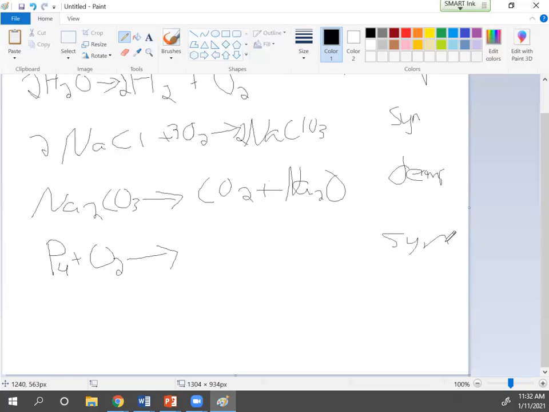Someone give me a shot. What's the answer? Okay, it's a synthesis. Let me back this question up before I ask the answer. Here's my question for you. Is it an element plus an element, a compound plus a compound, or an element plus a compound? It's an element plus an element, okay?